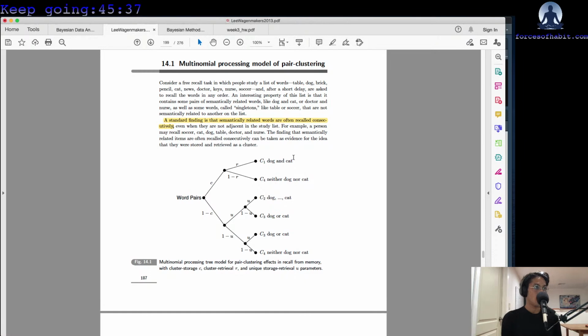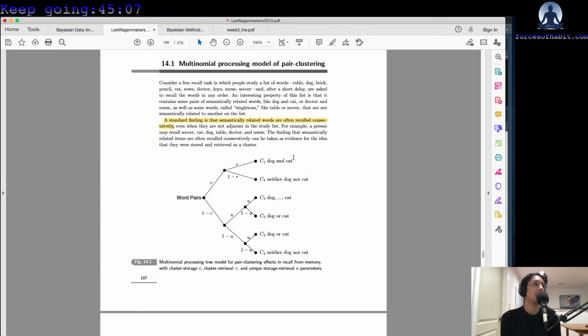So a person might recall soccer, cat, dog, table, doctor, nurse. You see in this example, we have two singletons, soccer and table, and two pairs of words that were semantically related to one another, cat, dog, and doctor, nurse. So this demonstrates the finding that words that are semantically related are recalled consecutively.